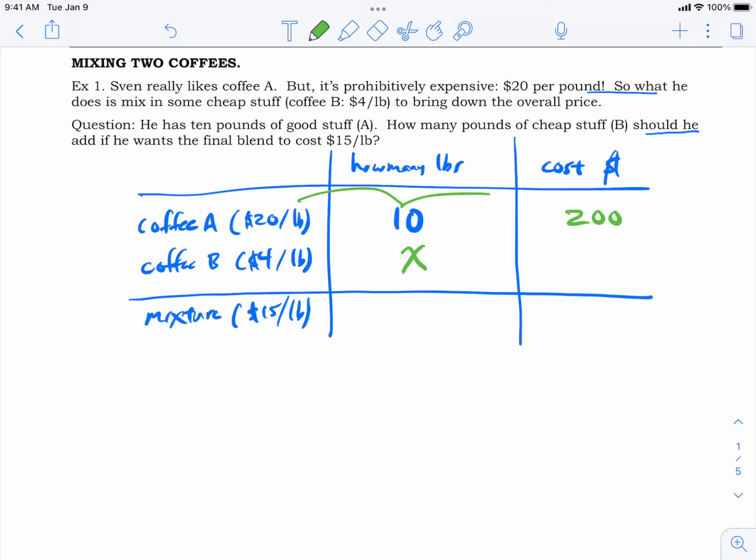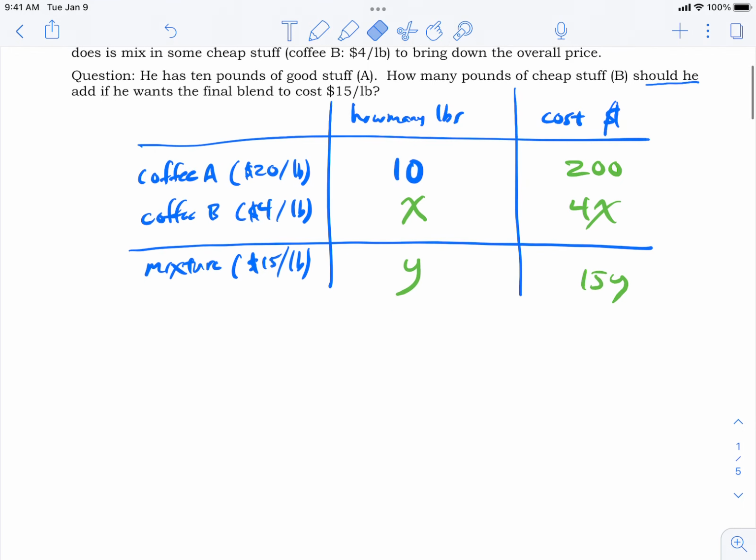But what I just did here, I can now do that here. I can say, well, if I'm buying this many pounds and they cost $4 each, then I can multiply those two things together to figure out how much I'm spending. So the $4 a pound times the X pounds gives you the 4X price over here. So that's pretty cool. Okay, so now we got this bottom row. How much mix are we going to have? I don't know, but I know how much it's going to cost. It's going to be $15 each, right? So I can put the 15Y over there. The table's all full. That's nifty.